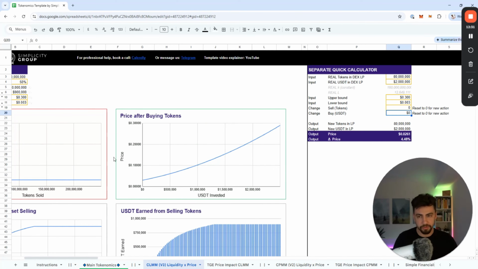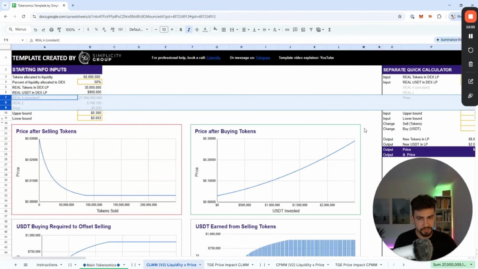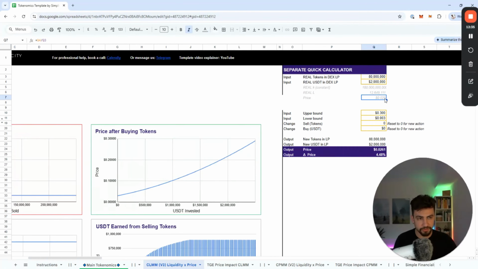A very quick caveat, as you can see here, the price is actually 2.5 cents. However, here, the price is 2.6 cents. Now, the formula used to calculate the price in a concentrated liquidity market maker is a little bit more complicated than just dividing the amount of tokens by the amount of dollars, or rather the inverse, the amount of dollars by the amount of tokens in the pool. So it's a little bit off, but don't worry about that. It's nothing to particularly write home about.